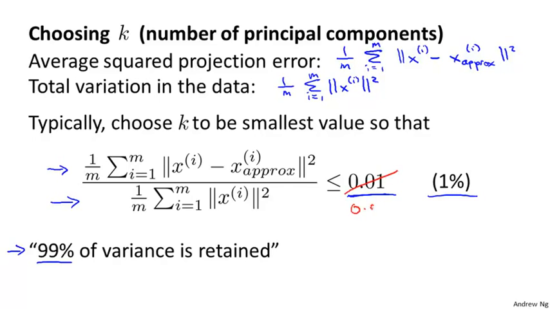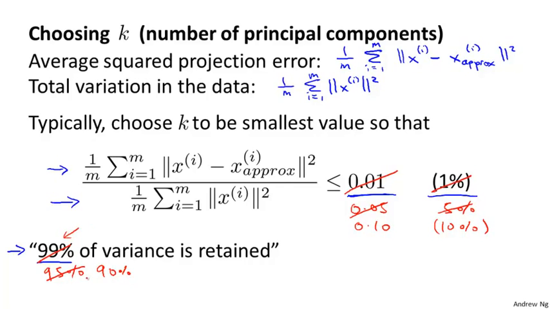Other common values will be 0.05, and so this will be 5%. And if you do that, then you say, well, 95% of the variance was retained, and other numbers, maybe around 90% of the variance was retained, maybe as low as 85%. So 90% would correspond to 0.10, or 10%. And so a range of values from 90, 95, 99, maybe as low as 85% of the variance retained would be a fairly typical range of values. And maybe 95 to 99 is really the most common range of values that people use.